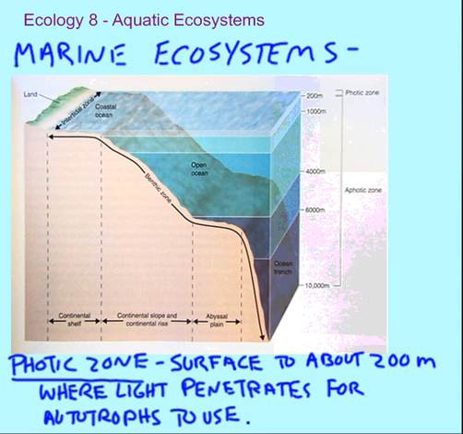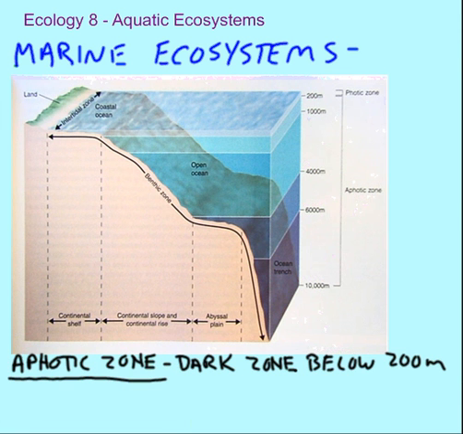Only in this relatively thin surface layer, typically down to a depth of about 200 meters, can algae and other producers grow. Below the photic zone is the aphotic zone. The aphotic zone is permanently dark. Chemosynthetic autotrophs are the only producers that can survive in the aphotic zone.